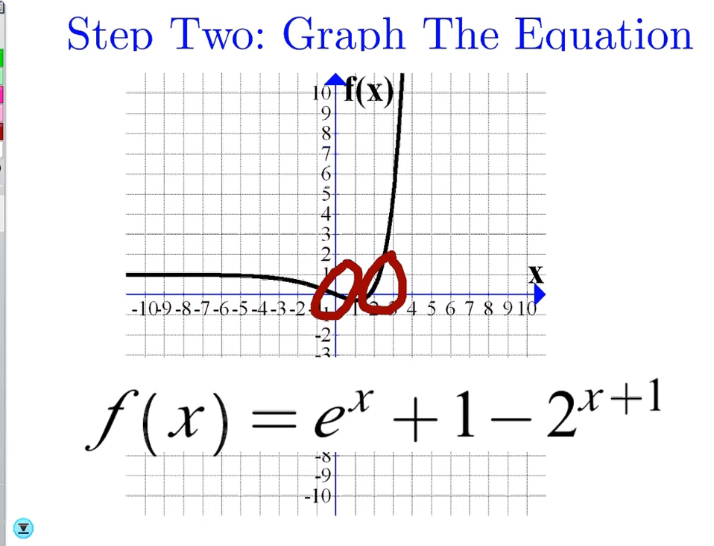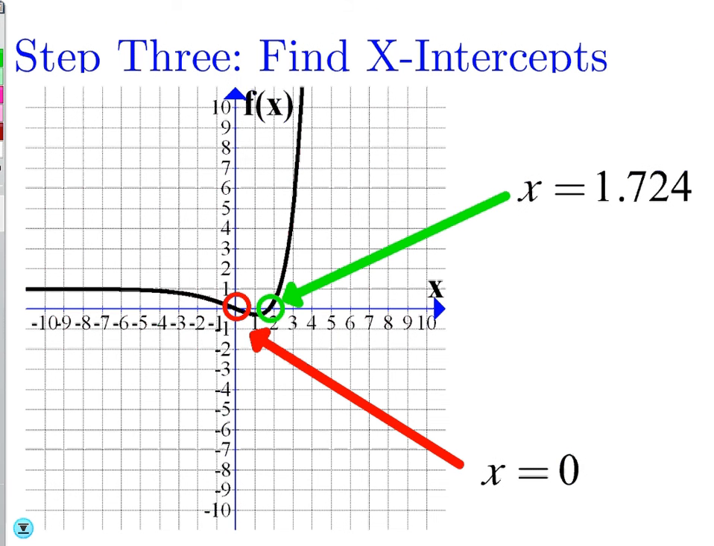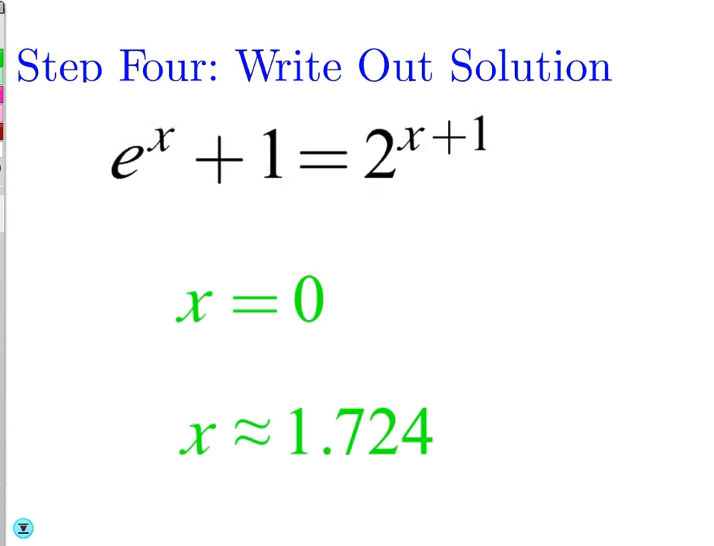And the purpose of this example is just to show that sometimes you get two answers. So there they are. So those are going to be your x values.